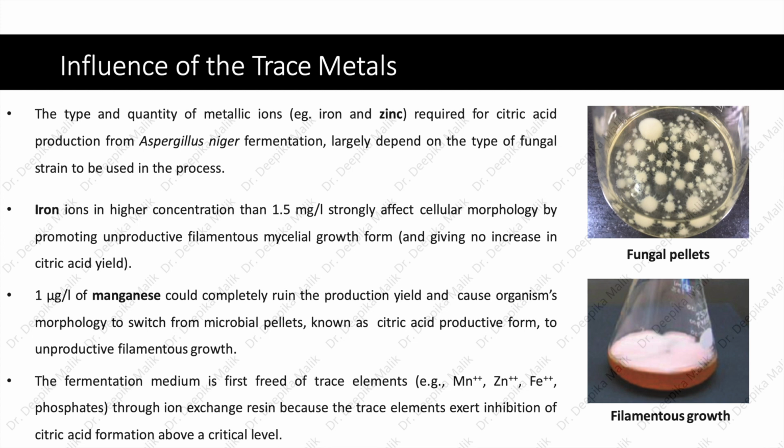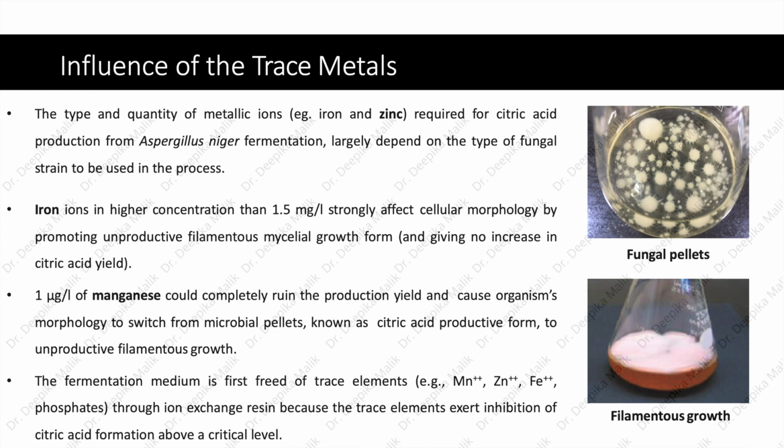This means that at a higher concentration, iron is only promoting the growth of the fungus but not of the product. 1 microgram per liter of manganese could completely ruin the production yield and cause the organism's morphology to switch from microbial pellets, as you can see in the first image, which are also known as the citric acid productive form, to unproductive filamentous growth as shown in the second image.